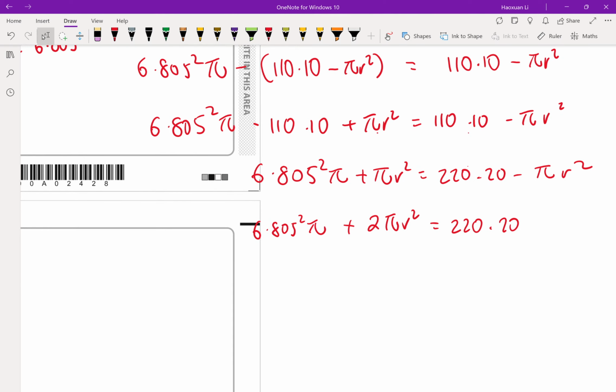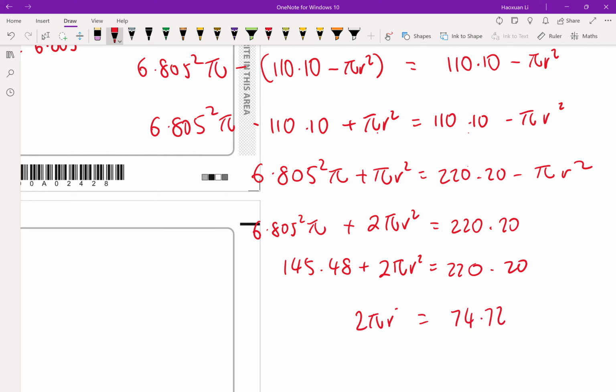Therefore 6.805 squared times pi would be 145.48. 2 pi r squared equals 220.20. So 220.20 minus 145.48, and that will give 74.72 equals to 2 pi r squared.